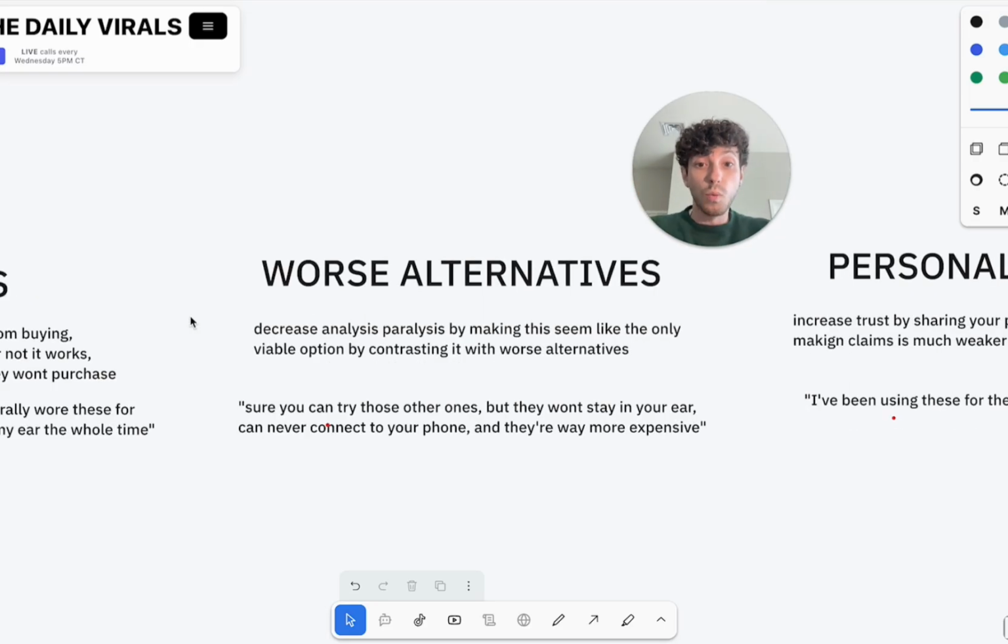Number 7, worse alternatives. So we can decrease analysis paralysis by making this seem like the only viable option by just contrasting it with worse alternatives. An example of this with the headphones would be, sure, you could try those other ones, but they won't stay in your ear. They can never connect to your phone, and they're way more expensive. If we disqualify other options and make it seem like this is the only logical choice, it's going to make it a lot easier for that person to make this impulse purchase.